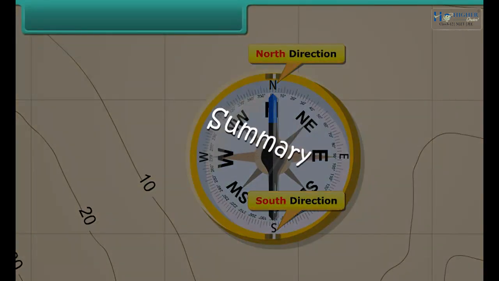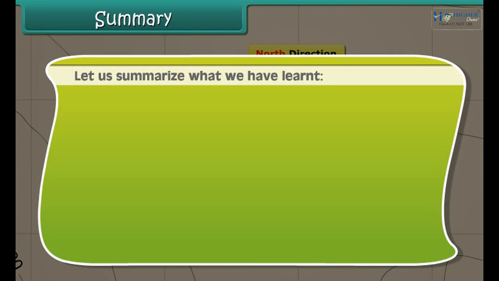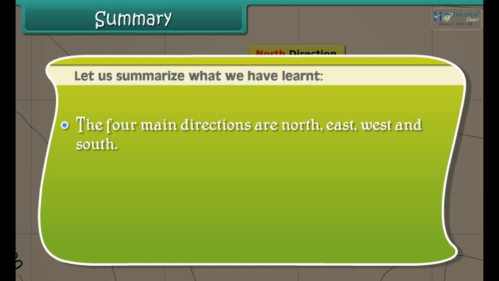Summary. Let us summarize what we have learned. The 4 main directions are north, east, west, and south.